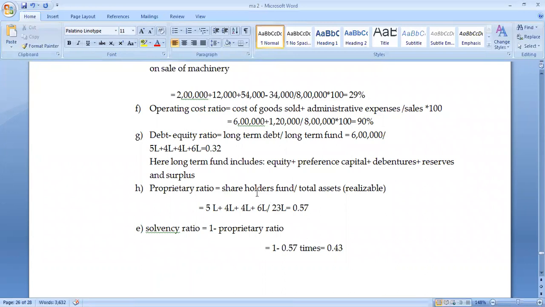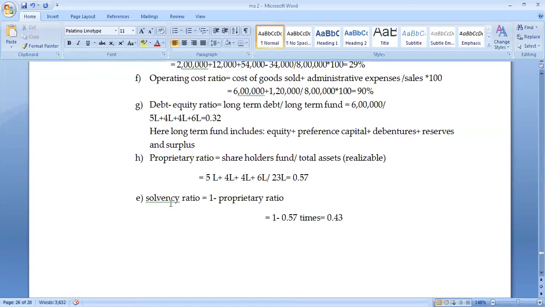Now shareholders fund. What does the proprietors fund or shareholders fund include? It includes all the capital along with the reserves and surpluses. So there is equity share capital, there is preference share capital, there are debentures as well as the reserves and surplus in the question. So you need to consider all those things for the shareholders fund. So which gives it as 0.57.